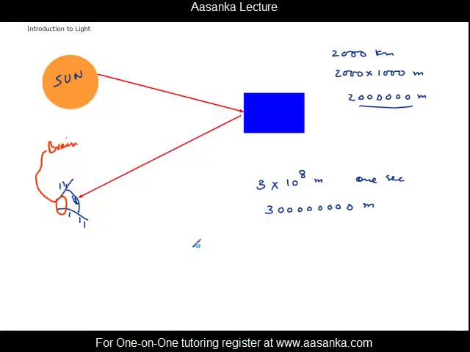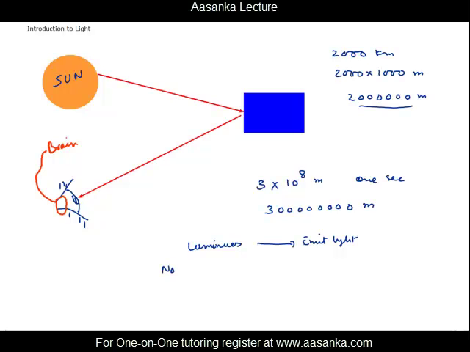Now there are two types of bodies. One is luminous. These are all bodies which emit light. So the sun here, or some stars, or in fact some insects also, they are luminous because they emit light energy.